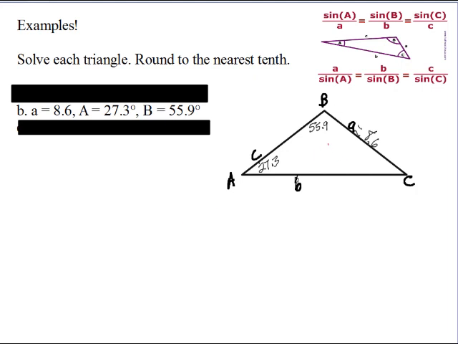Remember, there's 180 degrees in a triangle, so in order to solve for big C, I need to subtract. So this is going to be 180 minus 27.3 minus 55.9, and you should get 96.8. So big C is 96.8 degrees. Now, we don't know little c, we don't know little b, but we know a. So we definitely are probably going to be using this one.